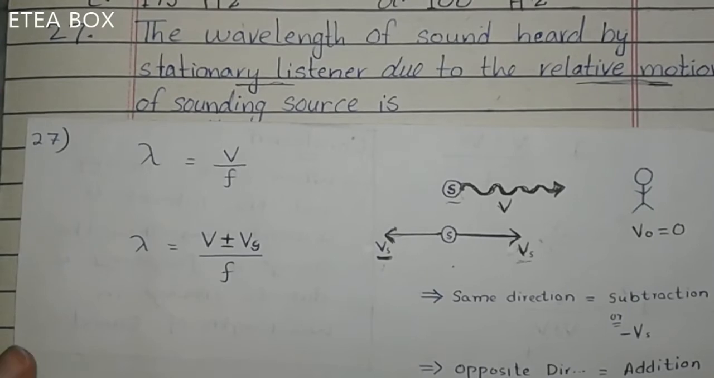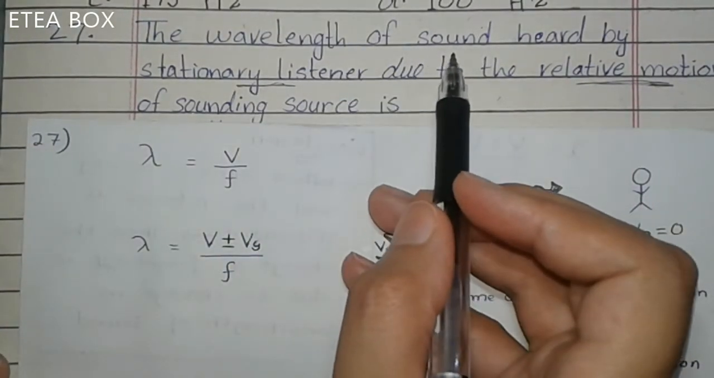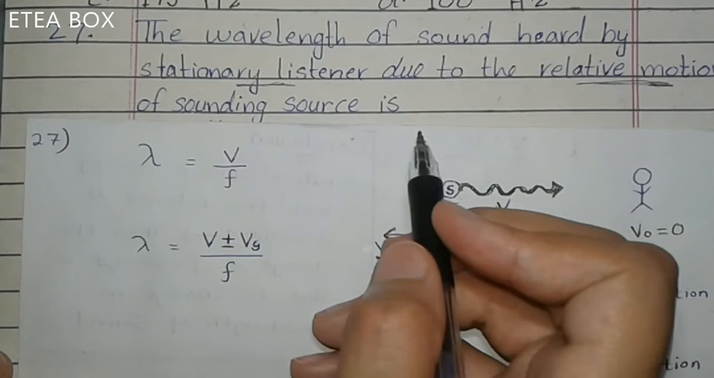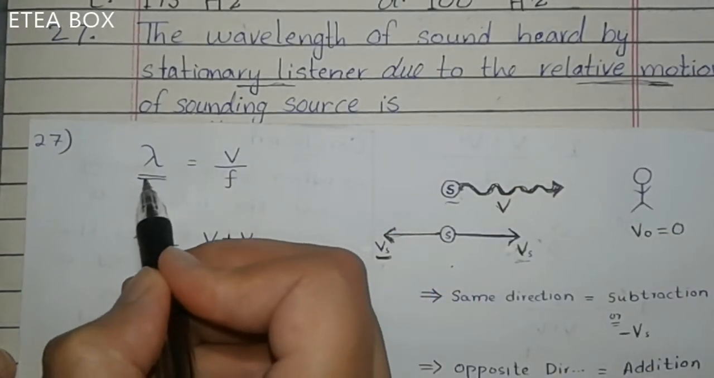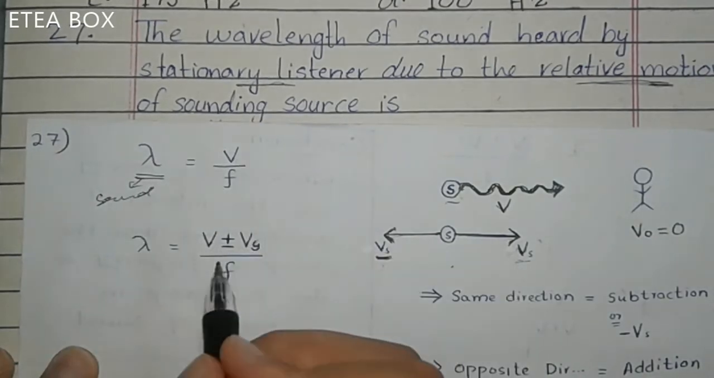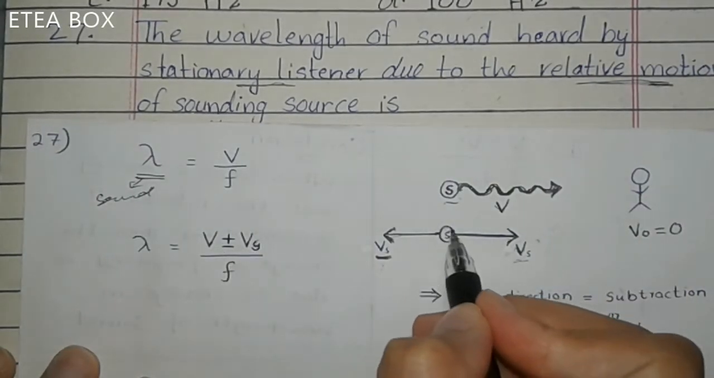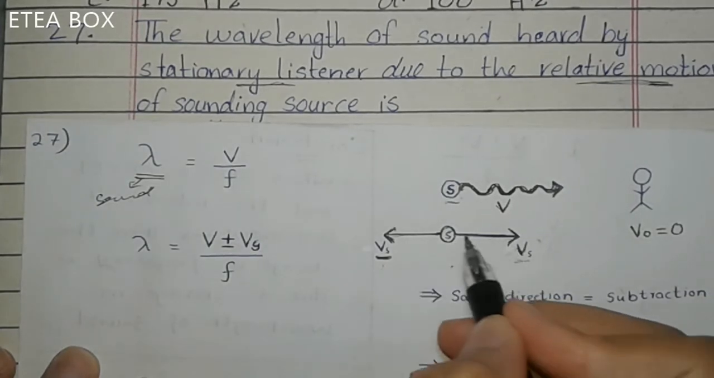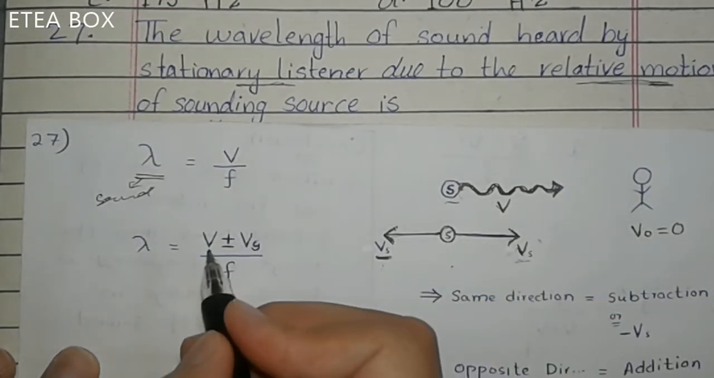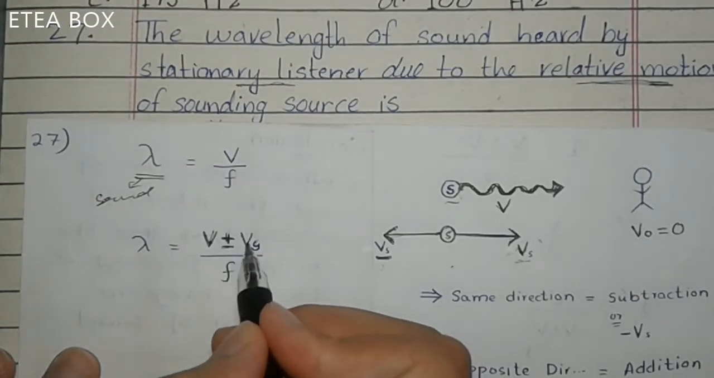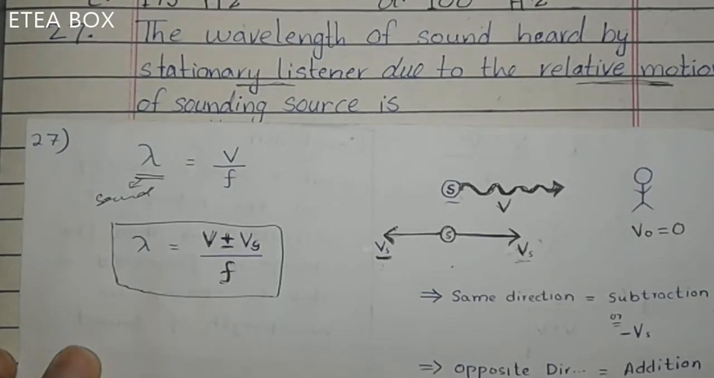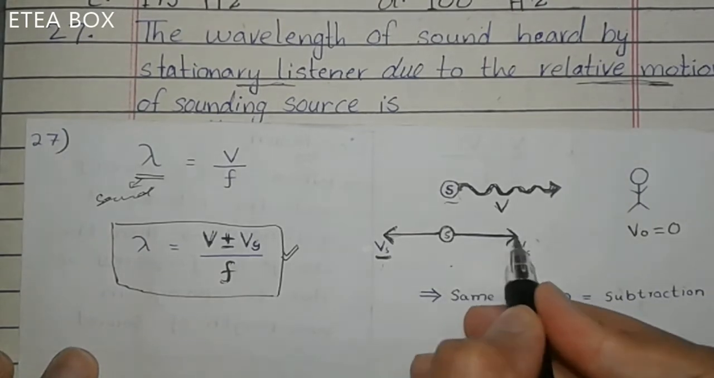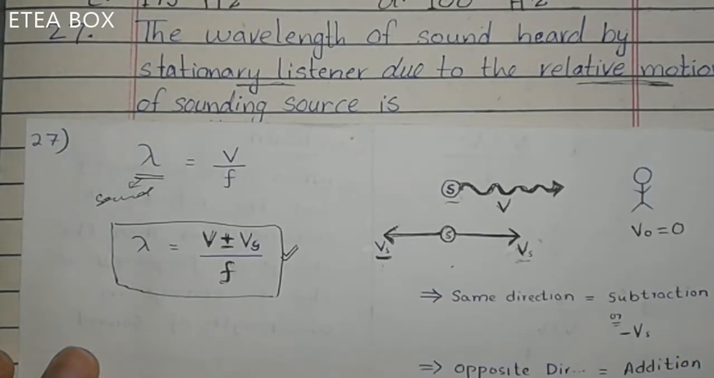Now look at here. In this MCQ we have to find the wavelength of sound. We know that lambda is equal to V divided by F. This is the wavelength of sound. Now look, there are two possibilities. The source is either moving in that direction, or it is moving in the other direction. Now put V plus minus Vs divided by F, then you will get the lambda. The equation of lambda will be like this: V plus minus the source speed, divided by the frequency of the sounding waves.